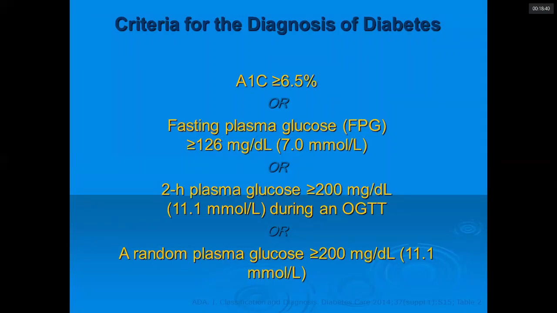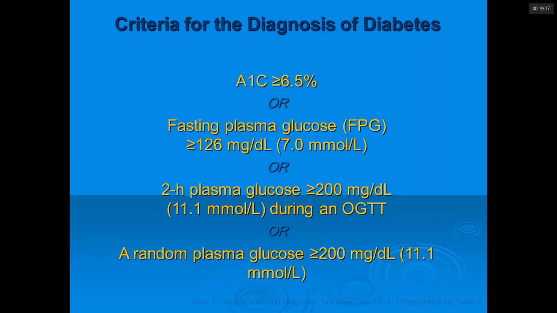We have fasting blood sugar, we have random blood sugar, we have glucose tolerance test, and we have hemoglobin A1C. A1C more than 6.5% or fasting plasma glucose more than 125 milligram or 7 millimole, 2-hour plasma glucose more than 200 milligram during an oral glucose tolerance test, and a random plasma glucose more than 200 milligram, 11.1 millimole.